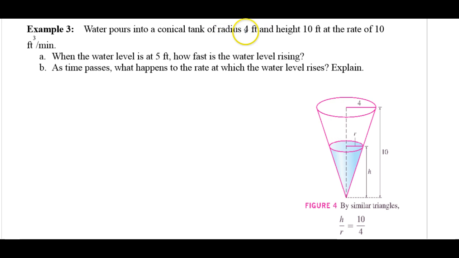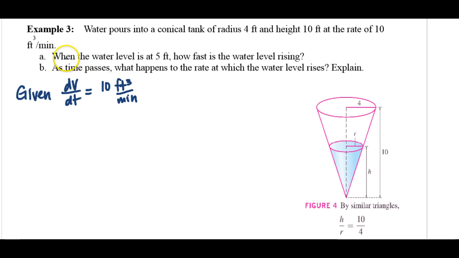That's what's happening here: we have a snow cone cup and we're pouring water into it. The cup itself has a radius of 4 feet, and the height is 10 feet. That's given right here. And the rate at which the water is pouring in: water pours into this conical tank with these dimensions at the rate of 10 feet cubed per minute. So let's write down what we've been given. We've been given dV/dt, and that is apparent in the units, 10 feet cubed per minute, the rate of change of volume with respect to time.